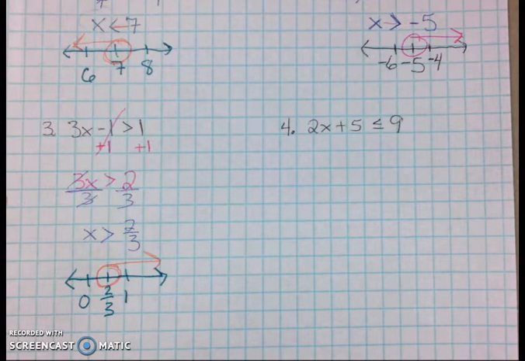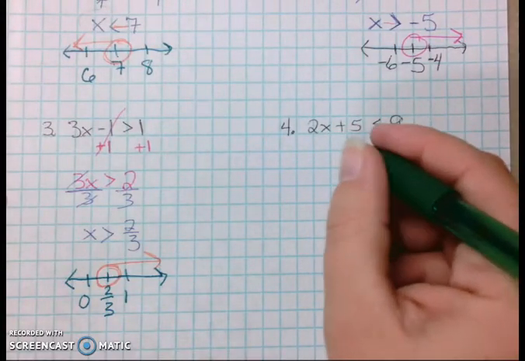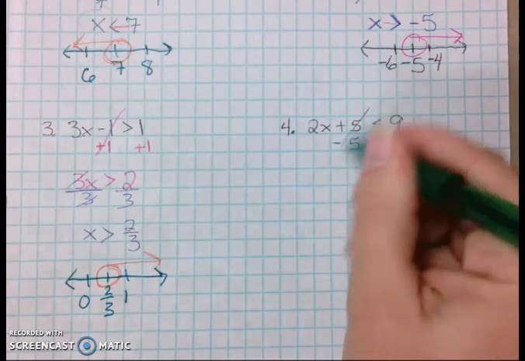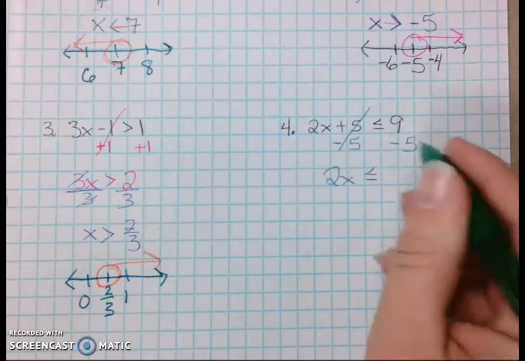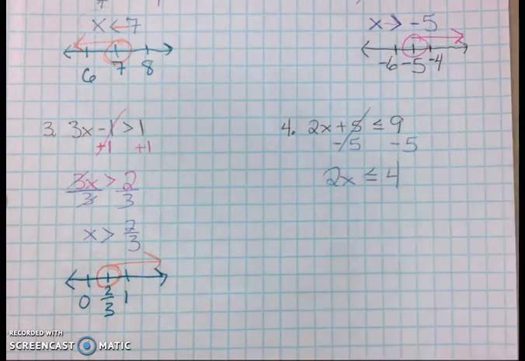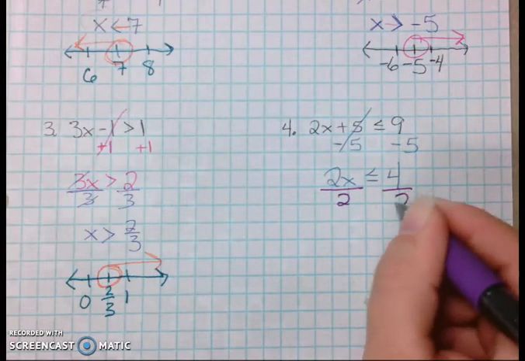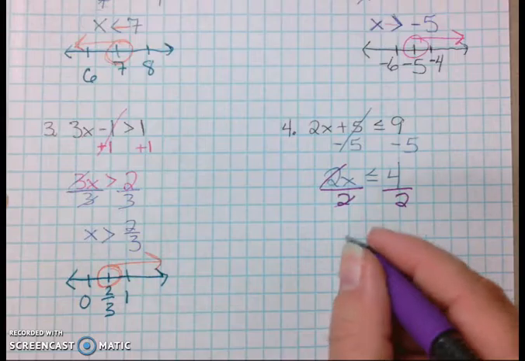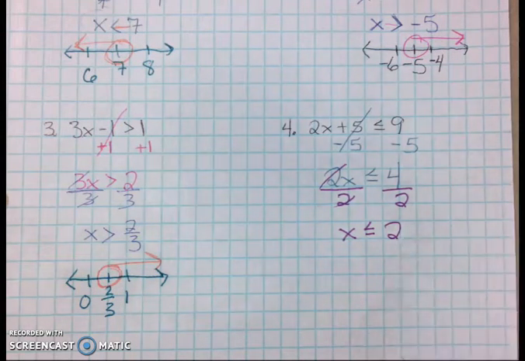Alright, number 4. We undo the addition before the multiplication. So I'm going to subtract 5 on both sides. Those cancel. So 2x is less than or equal to, let's see, 9 minus 5 would be 4. And then divide by 2 on both sides to undo our multiplication. On these problems, I did not divide by a negative. They're both positive, so I do not flip my sign. 4 divided by 2 is 2.